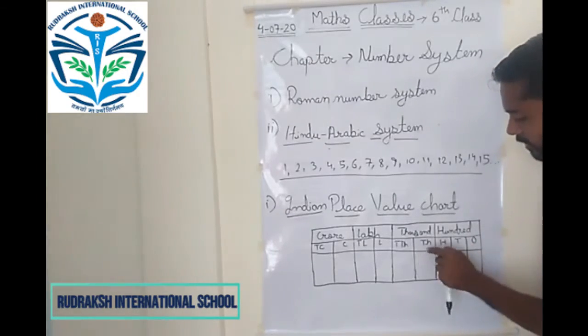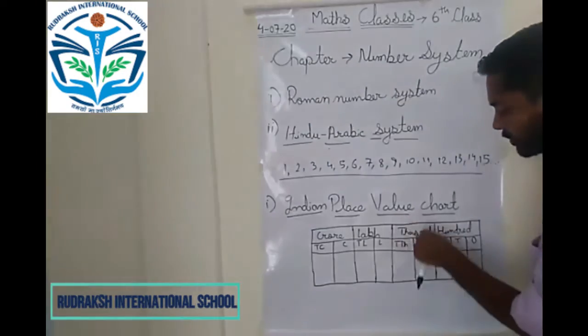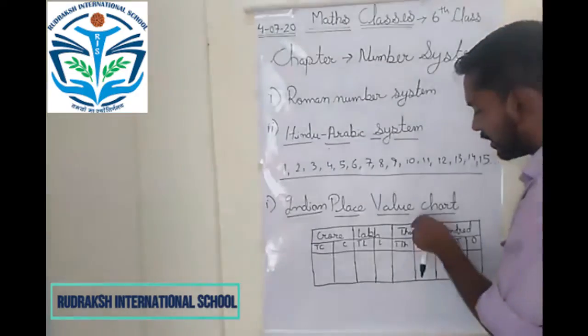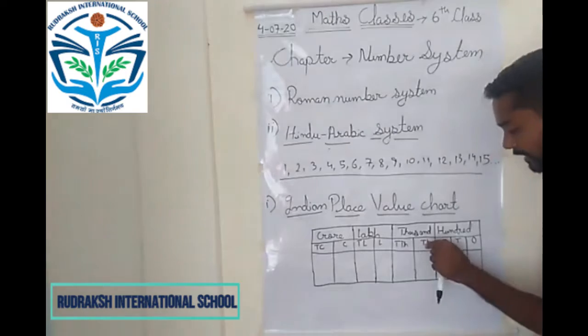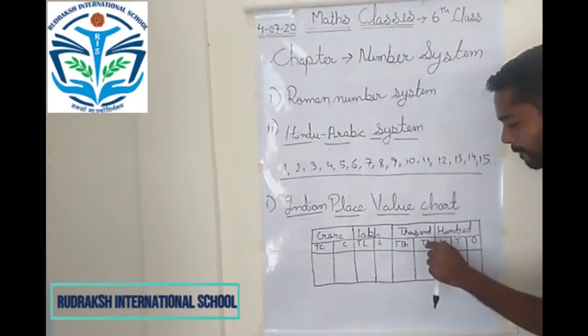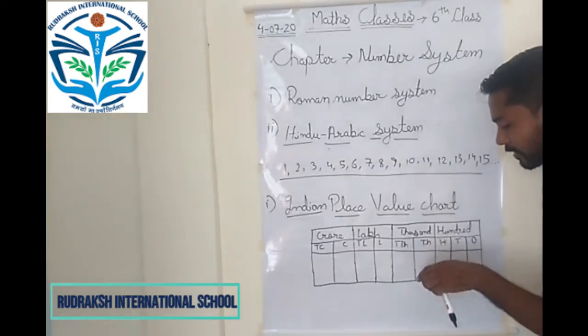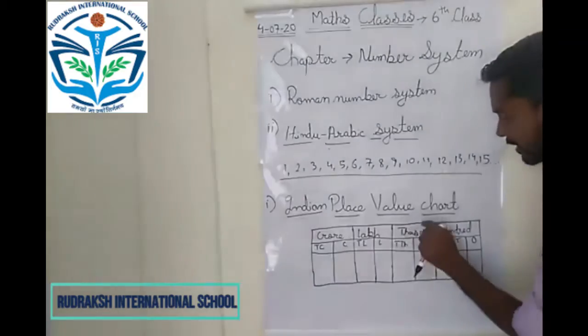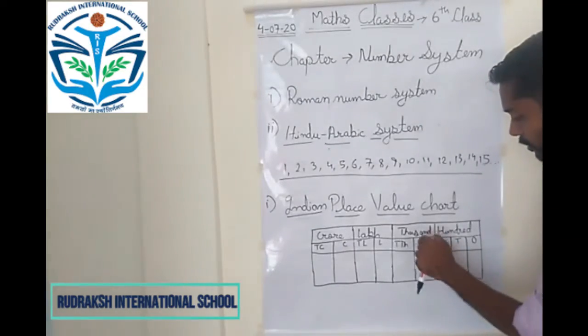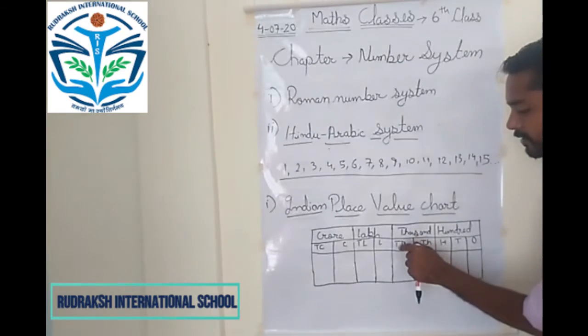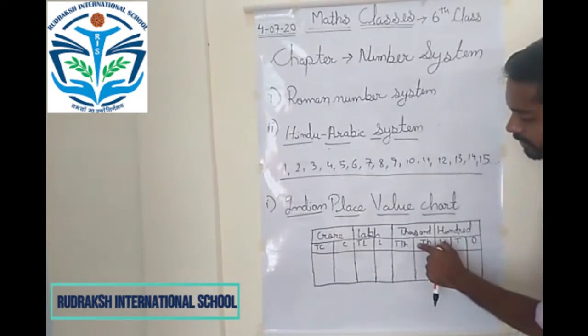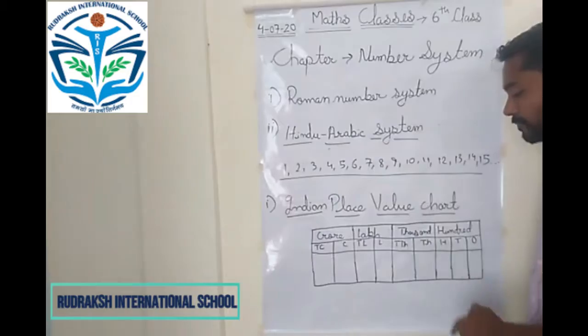Now after these three digits we go on to the next column, that is the 1000 column. And again we are having two different types of division. The first one is the 1000 and the second is the 10,000. Th represents 1000 and the next th represents 10,000.